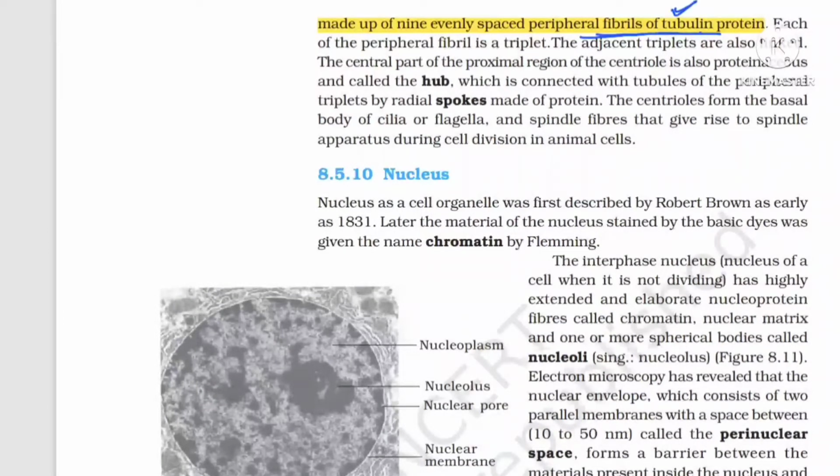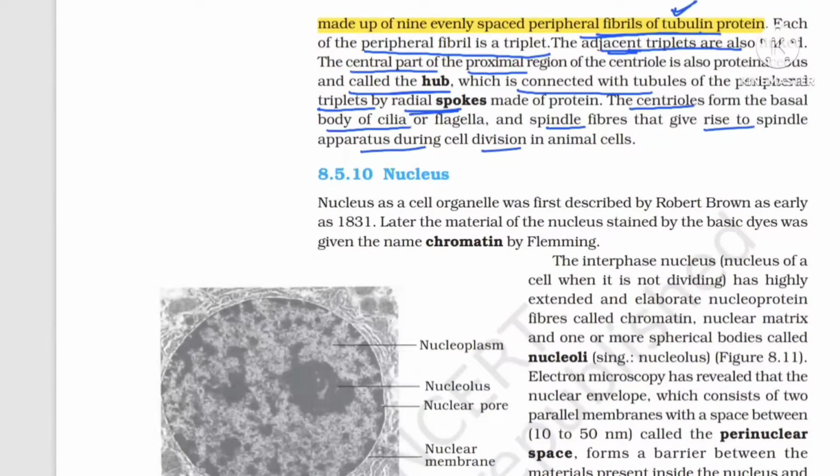Please remember, each of the peripheral fibrils is a triplet, and adjacent ones are linked by the C2A linker. The center part is known as the proteinaceous hub, which is connected with the tubule of the peripheral triplet by the radial spokes. Is it clear? I think this much is clear to you. Now centrioles form the basal body of cilia and flagella and spindle fibers to give rise to the spindle apparatus.